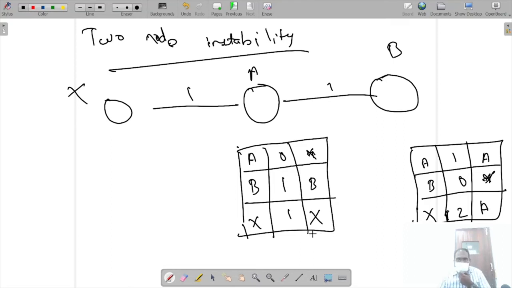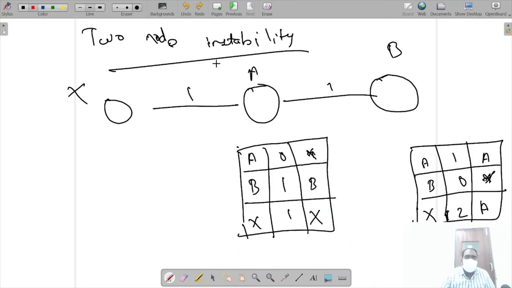Now, how B calculates its table is, A says to B, I can reach X at a distance of 1. This information is conveyed to B, and B says, okay, I can reach you at a distance of 1 and you can reach X at a distance of 1. So the total distance will be 2 and I have to send the packet to you. So this is how the routers are updated.